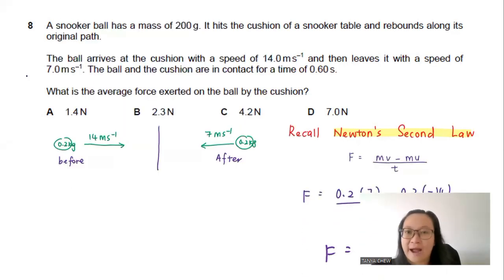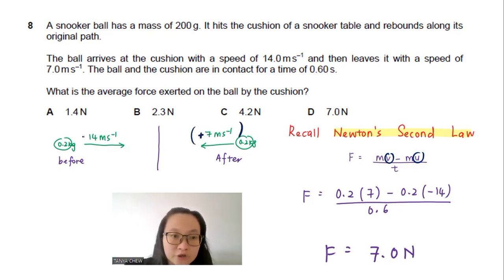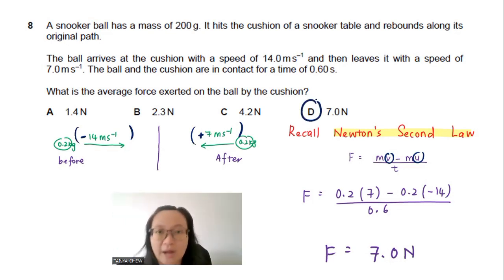Now I just write it down. Newton's second law, F is equal to mv minus mu over t. So you just sub in whatever information is needed here. And for your information, v here represents velocity, so you need to put positive to one direction and negative to the other direction. Since I put positive to the final velocity, the initial velocity must take a negative value. So I just sub it in, and at the end, I get my answer here, which is 7 Newton.